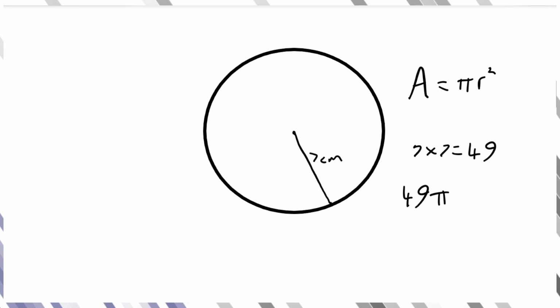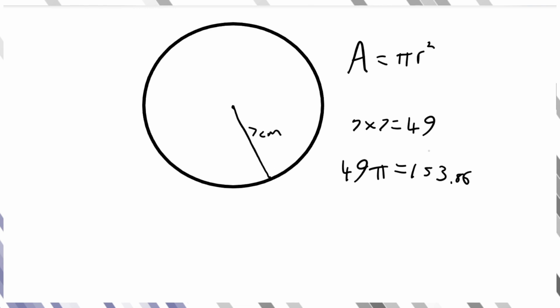And on my calculator that says 153.86. So the area of this circle is 153.86 centimeters squared. We should put the centimeters squared on the end there as well. Alright, so 153.86, that's the area of any circle where the radius is 7 centimeters. Let's try one more example.